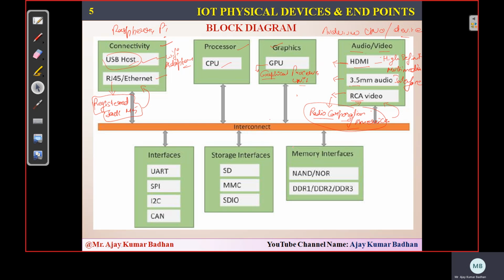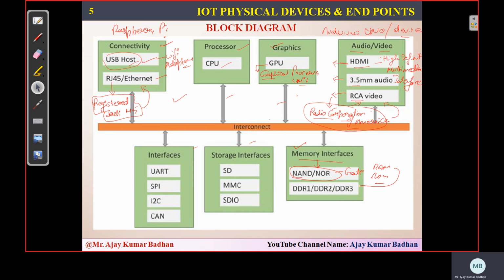Apart from that, it has other devices the block diagram consists of. This is a board, the Raspberry Pi board we are using, and that board consists of all these components. Remember this. The next part we have is the memory interface. Definitely memory is required, so we have RAM and ROM within that. Here we are going to use NAND and NOR gates. These gates are used to provide interfaces with respect to your memory.